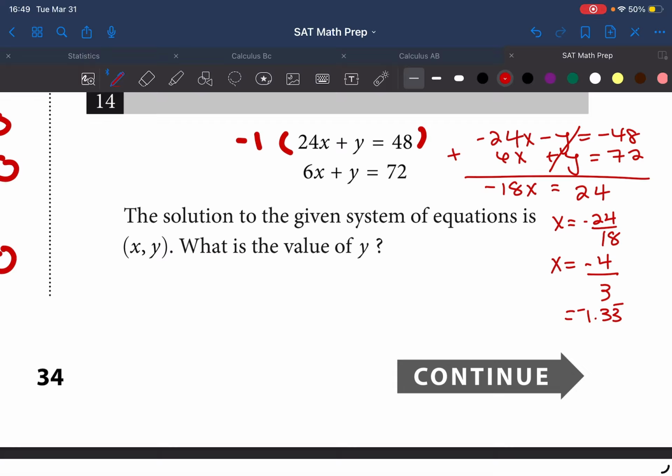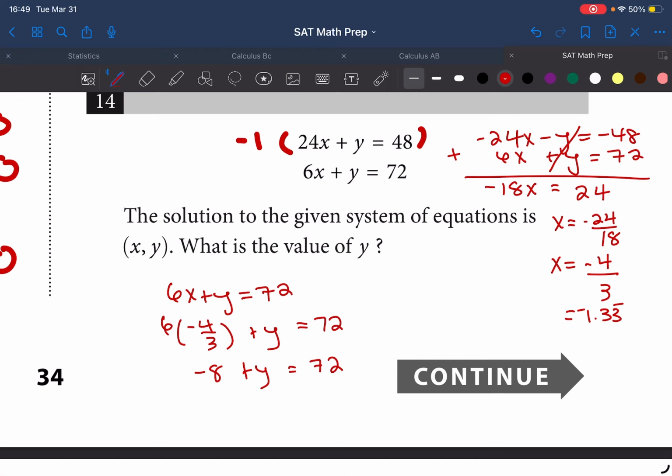So in order to find your y value, you need to plug in that x value into one of the equations. So I'm going to go ahead and use 6x plus y is equal to 72. Plug in x of negative 4 over 3. So 6 times negative 4 over 3 plus y equals 72. So 6 times that negative 4 is negative 24 divided by 3 is negative 8 plus y is equal to 72. Add the 8 to the other side, so I get y is equal to 72 plus 8, which is 80.